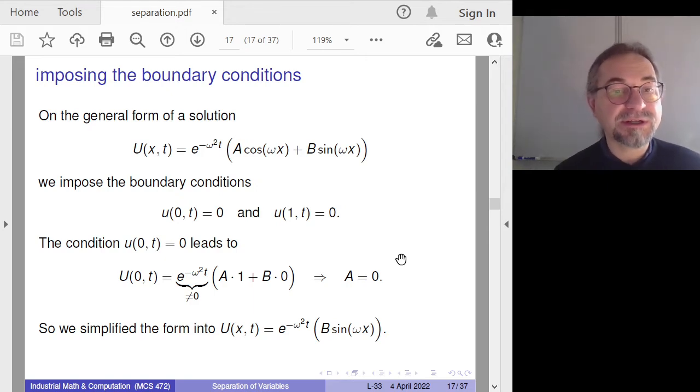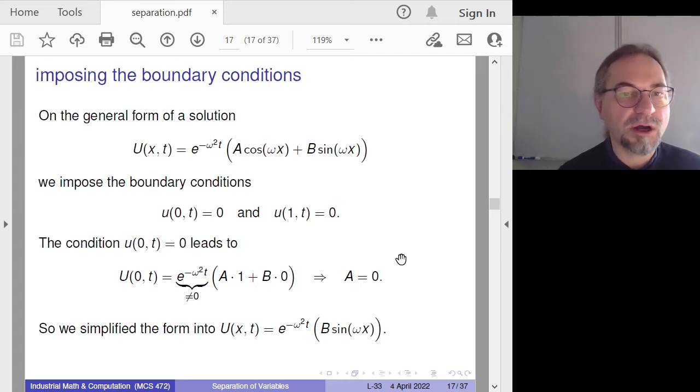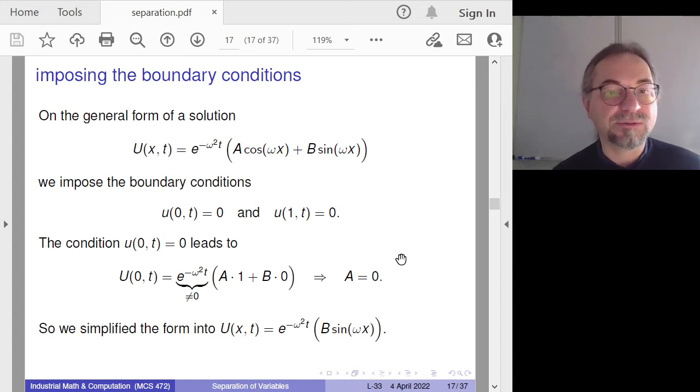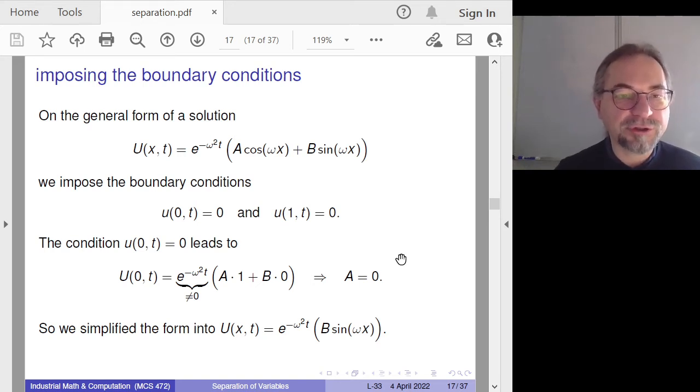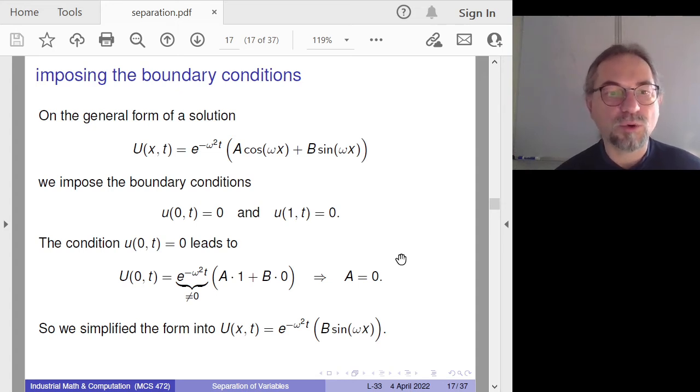We have these two conditions now. The first condition actually leads to a simplification. We do not have to worry about the cosines anymore. If we plug in x equals 0, the cosine at 0 is 1, multiples of 0 is again 0, so the sine is always 0. So in this first condition at the left of the interval, left of the pipe, we see that the constant A has to be 0. So we don't have to think about cosines anymore.